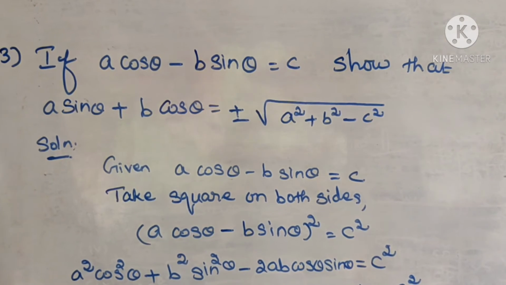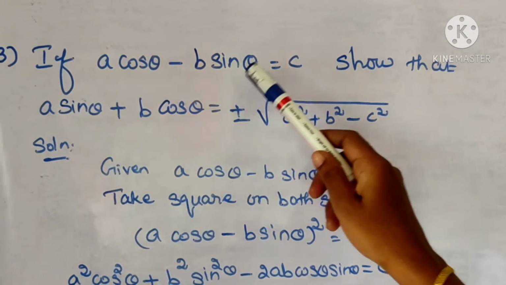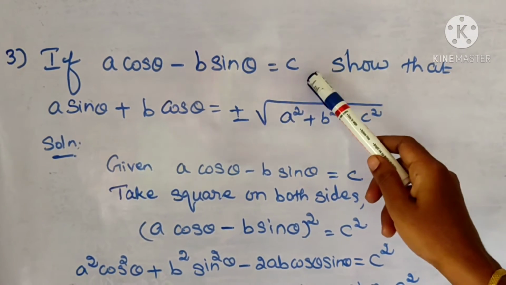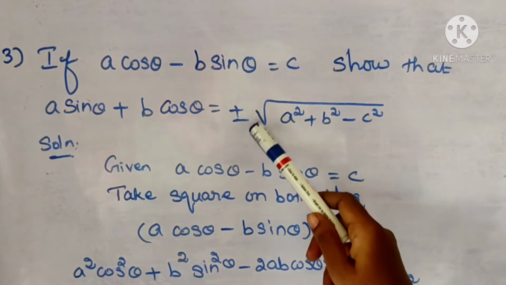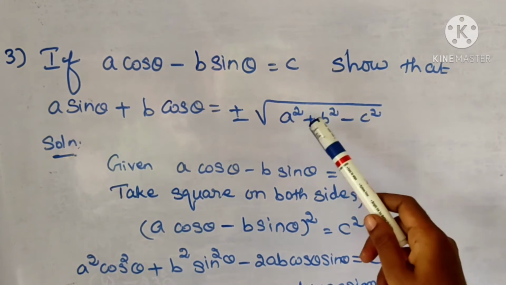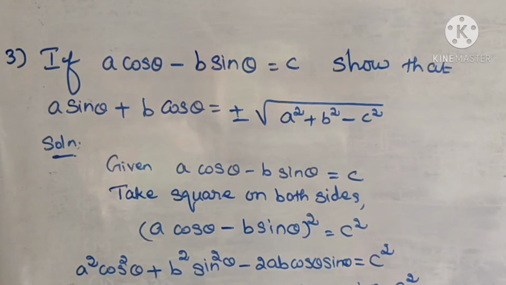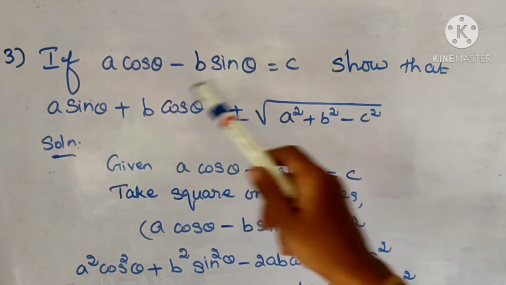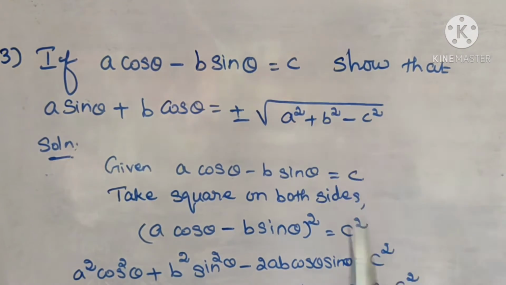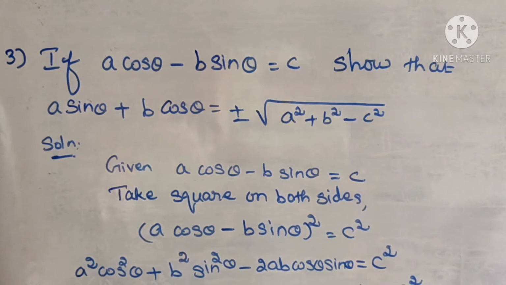Listen, the third question. If A cos theta minus B sin theta is equal to C, show that A sin theta plus B cos theta is equal to plus or minus root of A square plus B square minus C square. We find out the proof of this part. The given value is A cos theta minus B sin theta is equal to C.